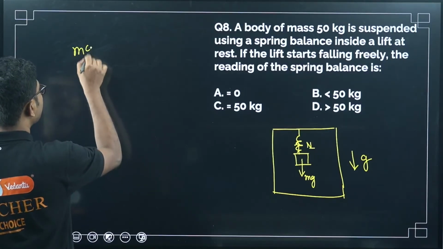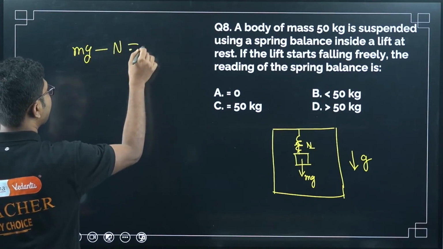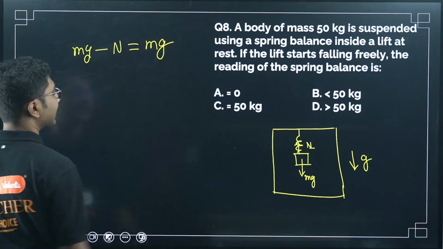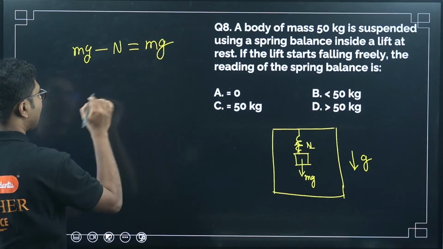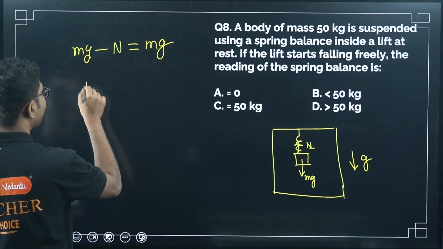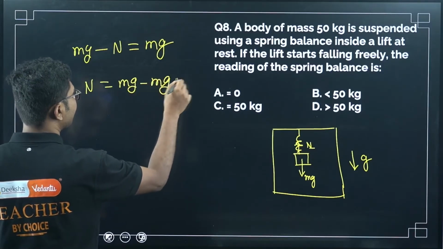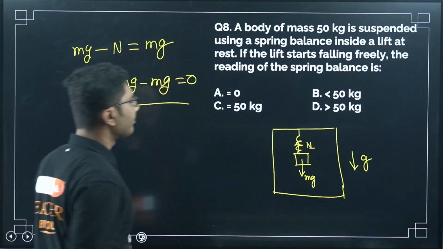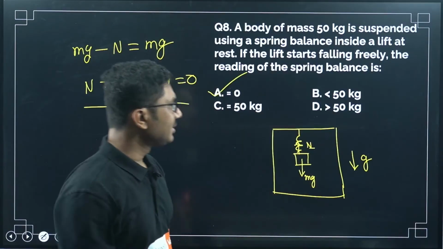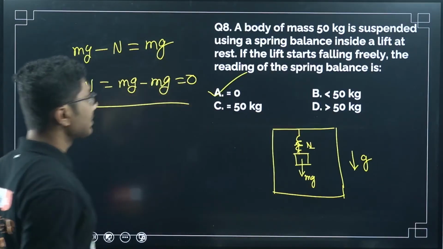Mg is downward, N is in the opposite direction, so it will be upward. Mg minus N equals ma, and a is another g here since it is falling freely, so N equals mg minus mg equals 0. So the reading of the spring balance will be 0.